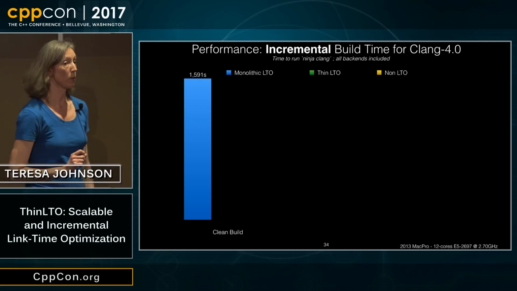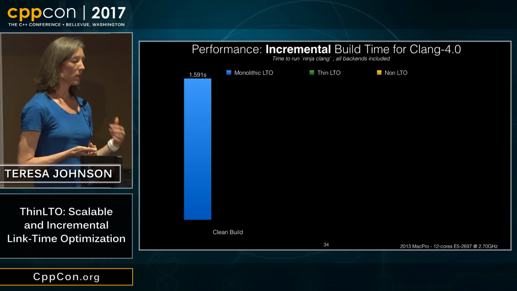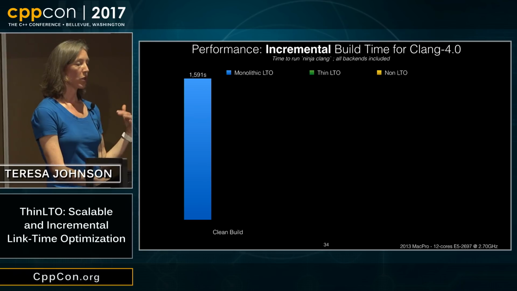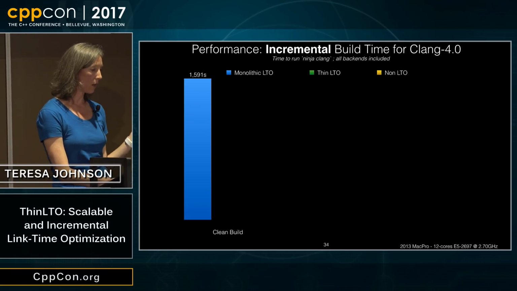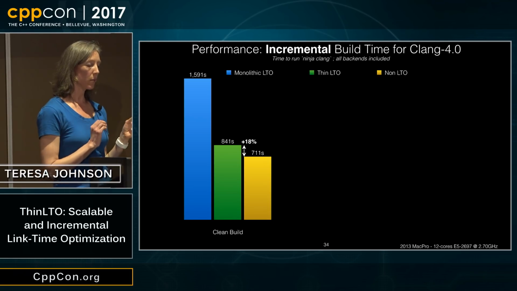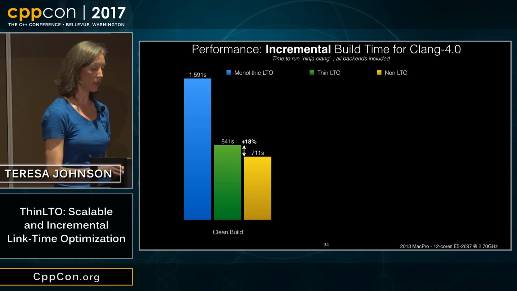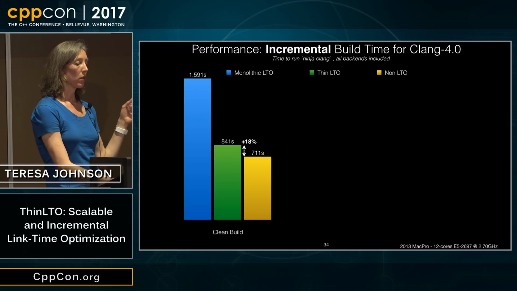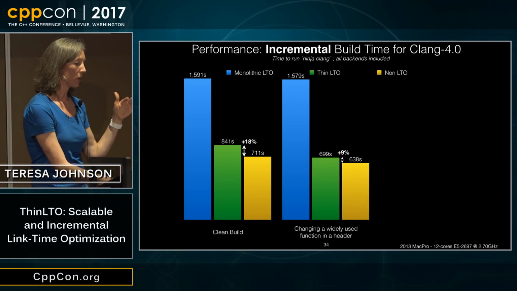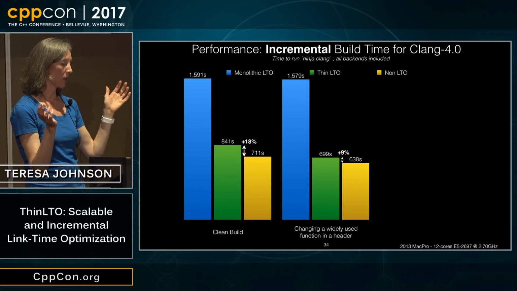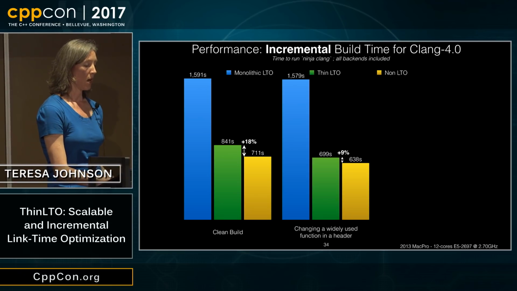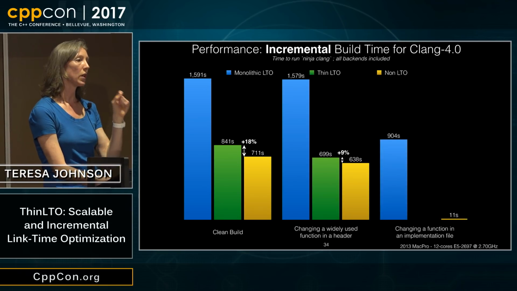All right, now moving on to incremental builds and how that performs. These numbers are for building the Clang binary itself. When you're doing a clean build, monolithic LTO takes a while. ThinLTO and non-LTO are faster. ThinLTO is a little bit slower than non-LTO, again, because you have that serial synchronization step in the middle. Now, if you touch a widely used header, which affects a number of source files, and you rebuild, you have to redo a bunch of compile steps, so it doesn't look all that much faster in any of the cases than a clean build. But really, the key is when you just make a change to an implementation file.